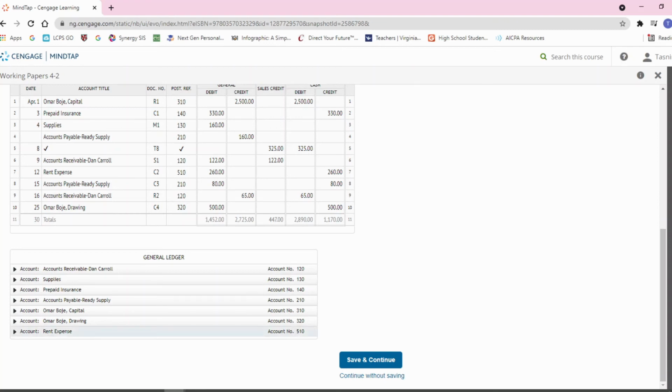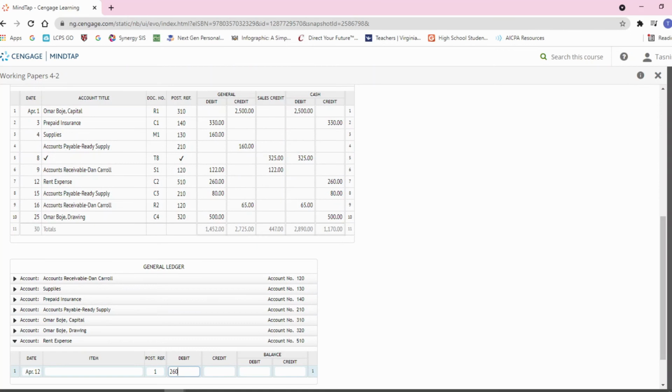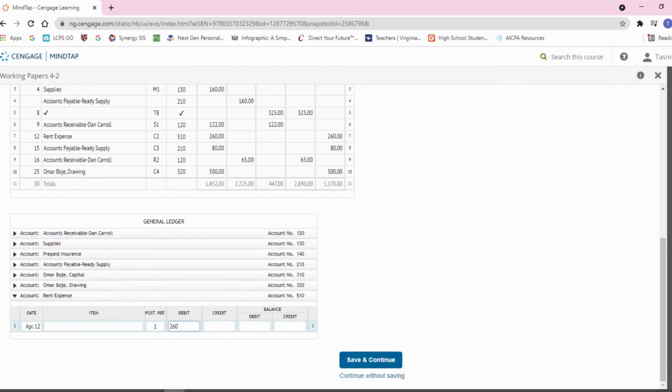So rent expense. Let's go to rent expense. Looks like we only have one rent expense transaction. So we're going to put April 12th for this transaction. Skip the item, leave that blank, put page 1 for the post reference. And then rent expense, we're going to debit for $260. And then our balance is going to be a debit for $260. Okay.